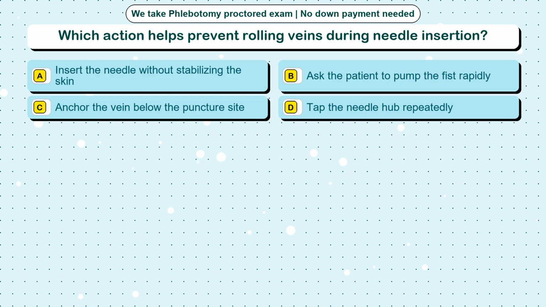Question 38. Which action helps prevent rolling veins during needle insertion? Option A, insert the needle without stabilizing the skin. Option B, ask the patient to pump the fist rapidly. Option C, anchor the vein below the puncture site. Option D, tap the needle hub repeatedly.